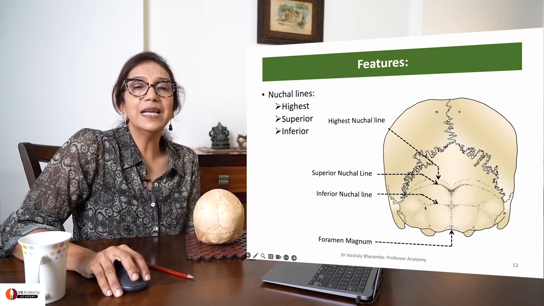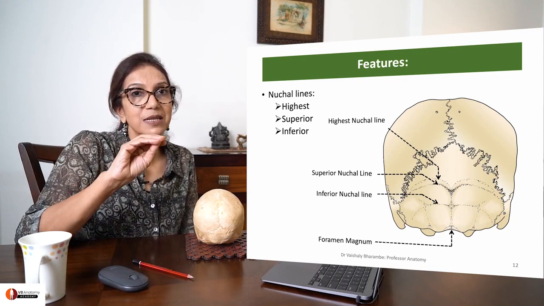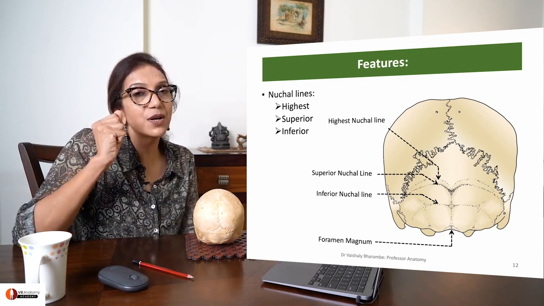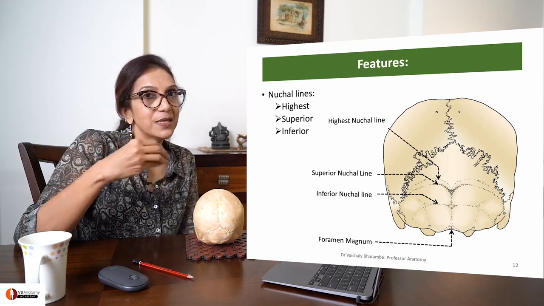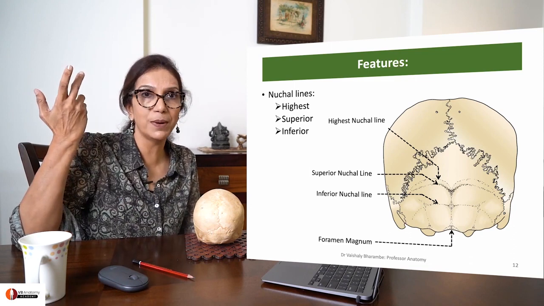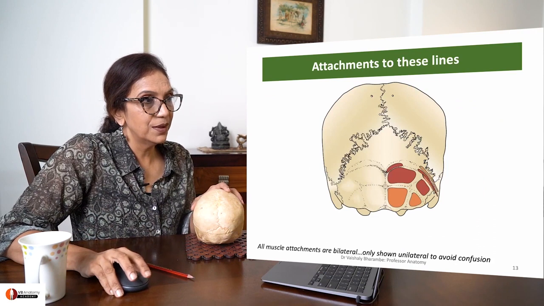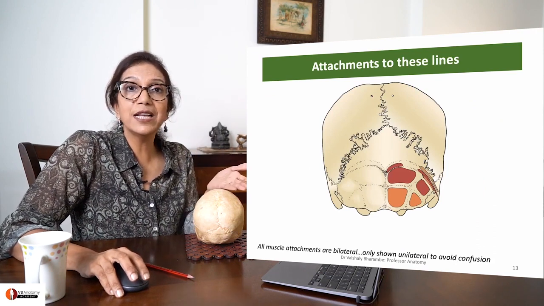So why are these lines created? Remember, any elevation or depression on the skull is related to the structures which are attached to it or passing close to it. These elevations, depressions don't just happen automatically. There is a reason for them. So let's now talk about what is attached there.